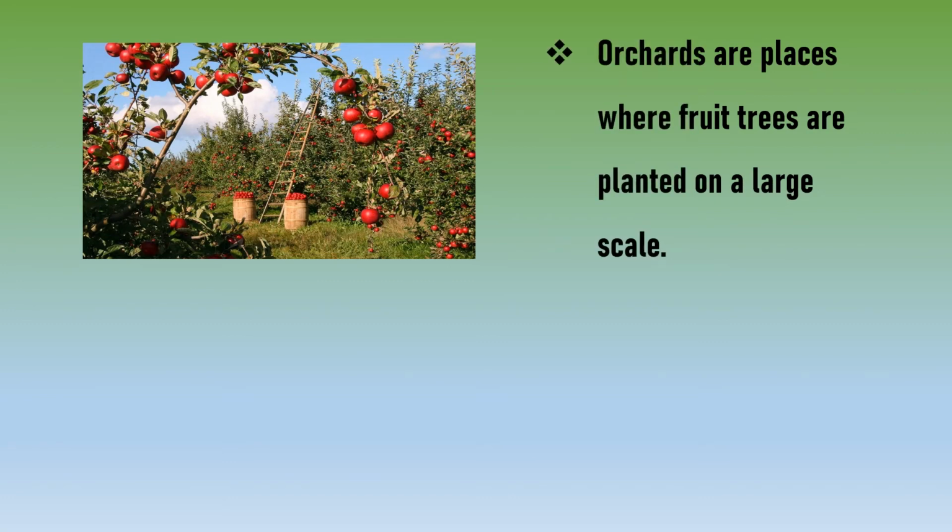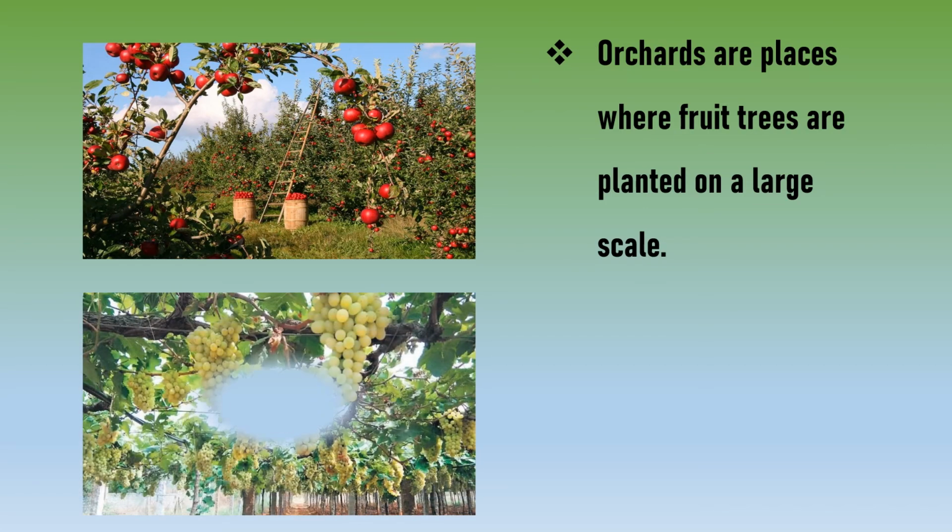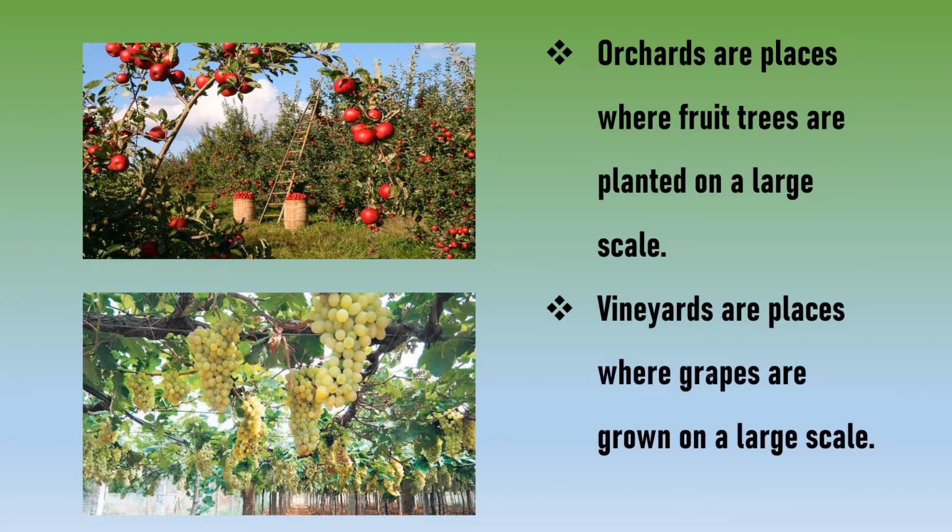Orchards are places where fruit trees are planted on a large scale. Children, in the picture you can see an apple orchard. A huge number of trees grown together which are bearing fruits, that place we call orchards. But so is not the case of grapes. Vineyards are places where grapes are grown on a large scale.